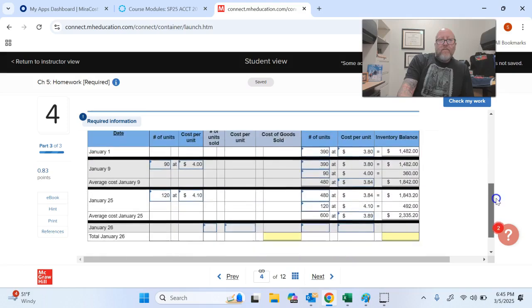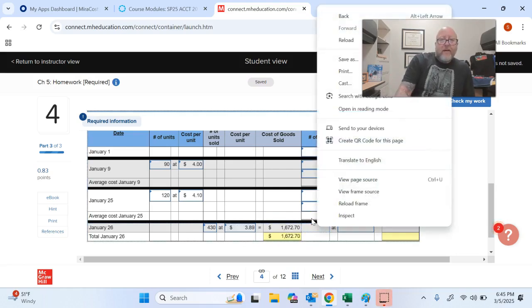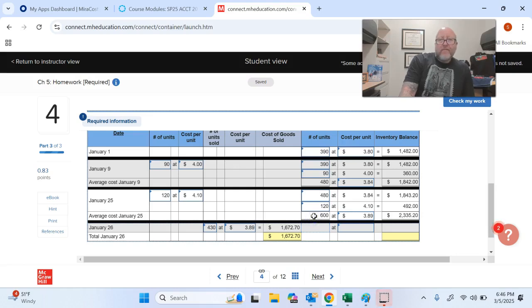Okay, so 430 units I will sell. 430. And the weighted average cost of each one, $3.89. All right. Therefore, what did I do? If I had 600 in my inventory, each one cost me $3.89. If I have 600 in inventory and I sold 430, then I have how many left? 600 minus 430. That's looking to me like it would be 170. And the cost per unit again is $3.89.